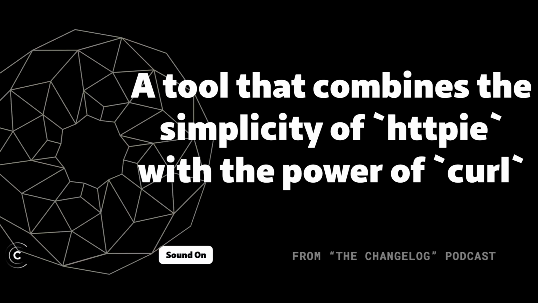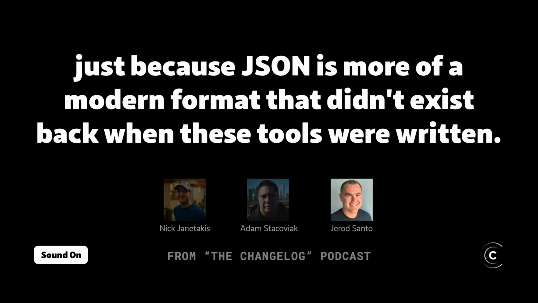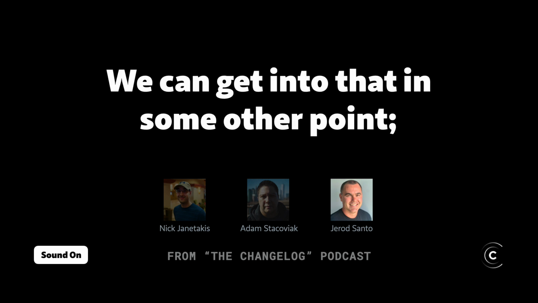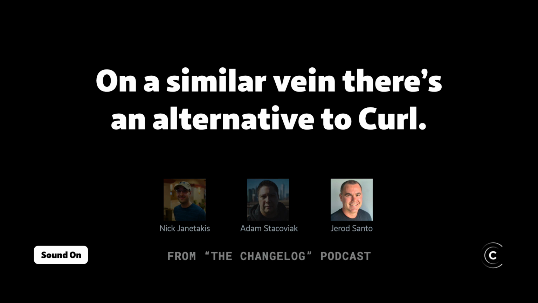There really wasn't a modern Unix tool specifically for JSON, just because JSON is more of a modern format that didn't exist back when these tools were written. So JQ has placed itself. Now, there are alternatives to JQ, which aren't on this repo, but maybe we can get into that at some other point. There's people who are trying to provide different ways of slicing and dicing JSON.